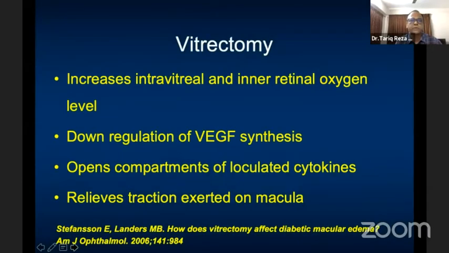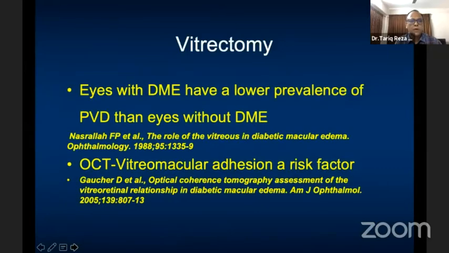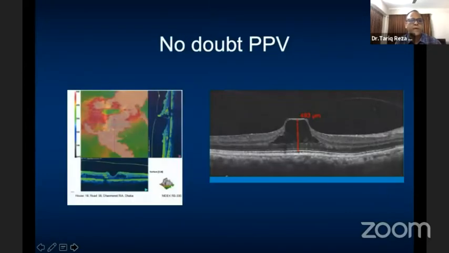How does vitrectomy work? At least theoretically, vitrectomy increases the intravitreal and inner retinal oxygen level. It downregulates VEGF synthesis, opens compartments of loculated cytokines, and relieves traction exerted on the macula. Vitrectomized eyes with DME have a lower prevalence of PVD than eyes with DME. And after the advent of OCT, it is clearly shown that vitreomacular adhesion is a risk factor for development of diabetic macular edema.